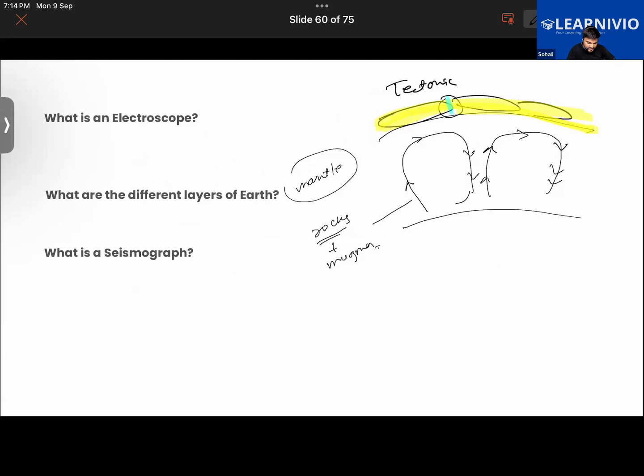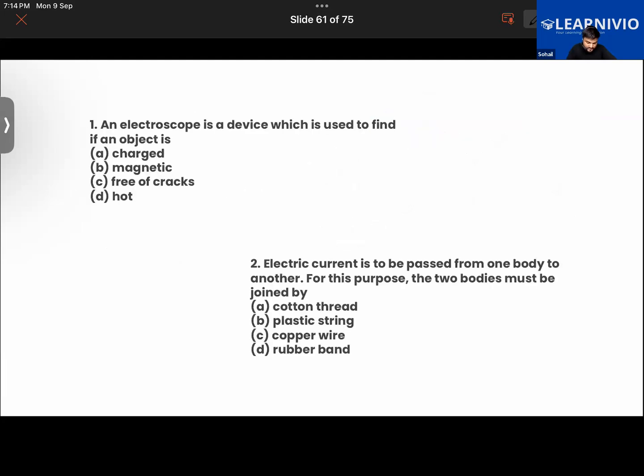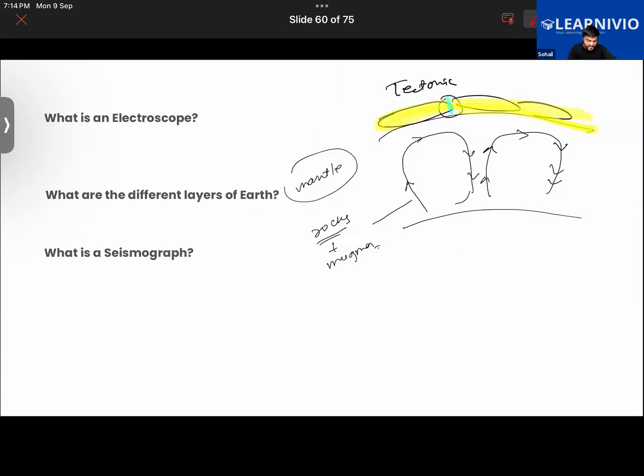Okay, who was appointed this question of electroscope? Alif, I think you. Okay, we are moving to the next part. Meanwhile, you, sir, answer it. Can you repeat again? Why, what did you tell? What is an electroscope? Yeah. Okay.